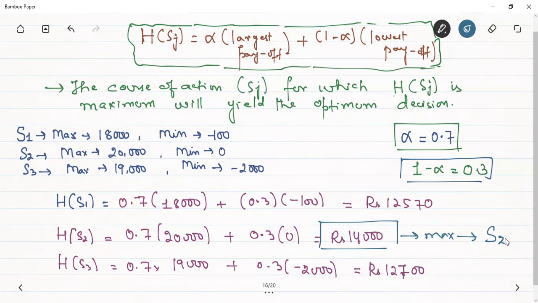But one thing you have to note is that it was for the maximization case where the payoffs were in terms of the profit. Sometimes the payoffs are in terms of the loss or cost. The loss and the cost we have to minimize. Okay. For that, the formula will change. Let me write it. I won't solve it, but I will just write the formula.